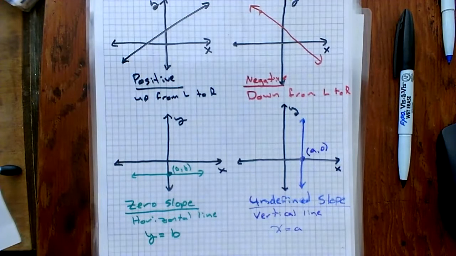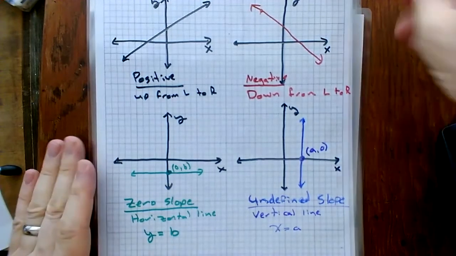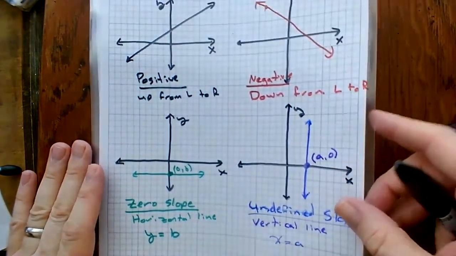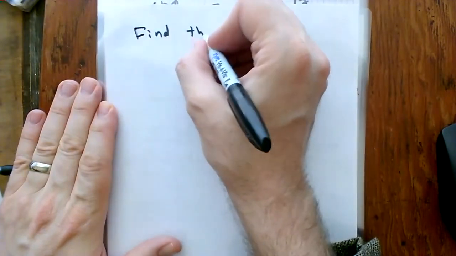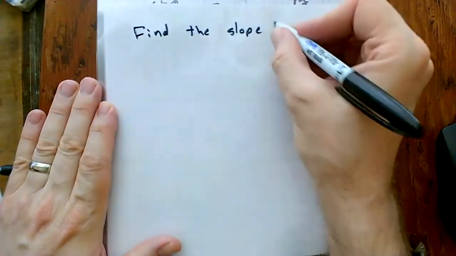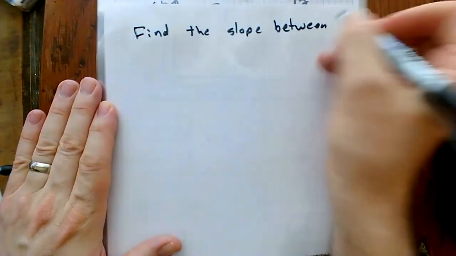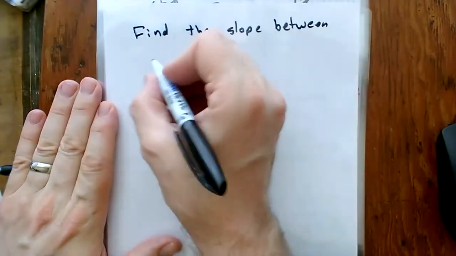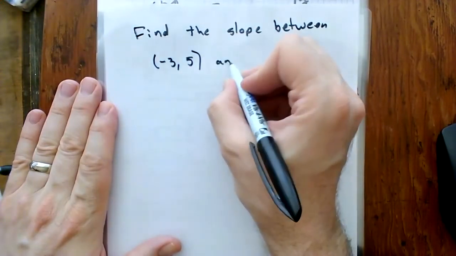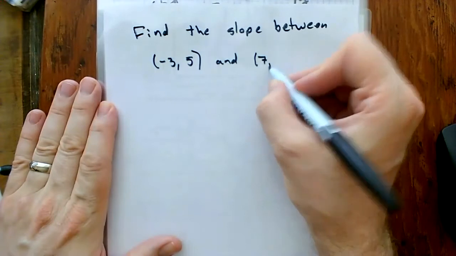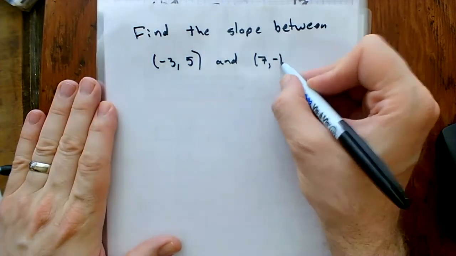last little example here. Let's go ahead and give you some examples of what you're going to see when you're sometimes asked to find the slope just given 2 points. So if you're asked to find the slope between the points, or that contains the points, let's do (-3, 5) and (7, -1).